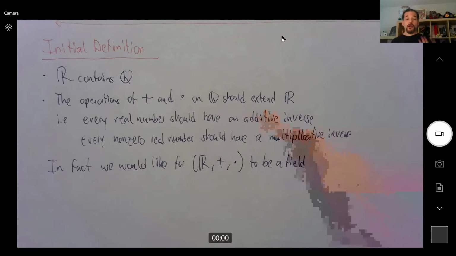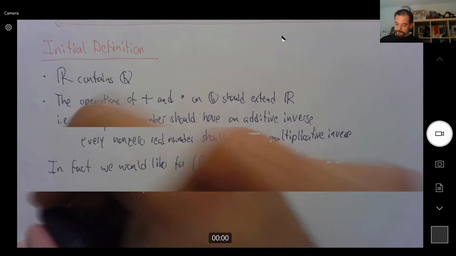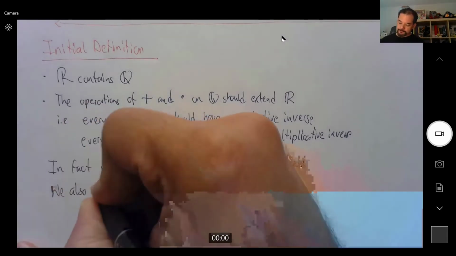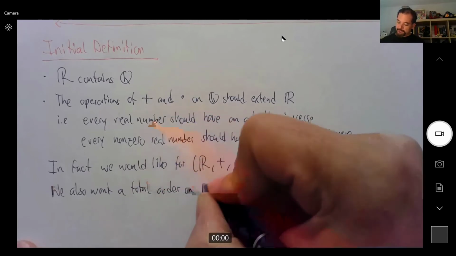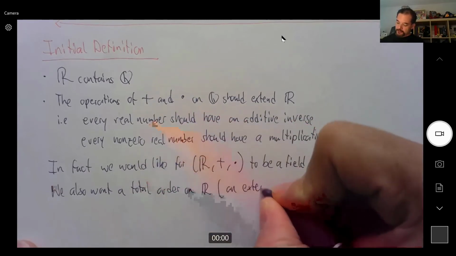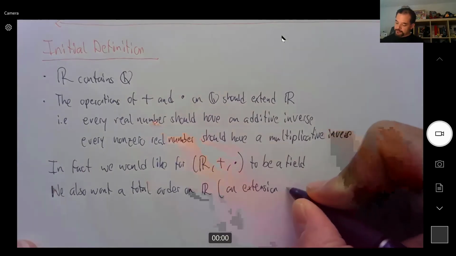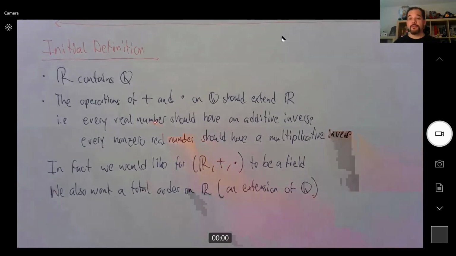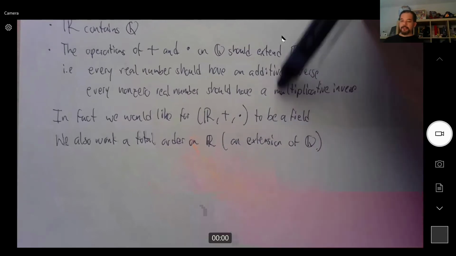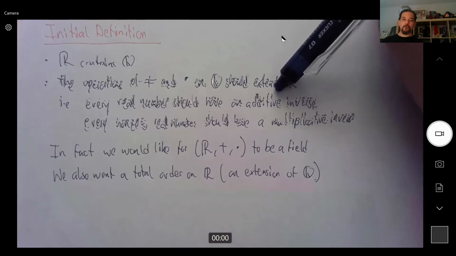Okay, and we also wanted it to be an ordered field like the rational numbers, right? So we also want a total order on R, like an extension of the order that we have in the rational numbers. So we want to say that every two real numbers are either the same or one is greater than the other. That would be fantastic, right? So maybe you're thinking, okay, that's fantastic, Professor. So this is our want list.